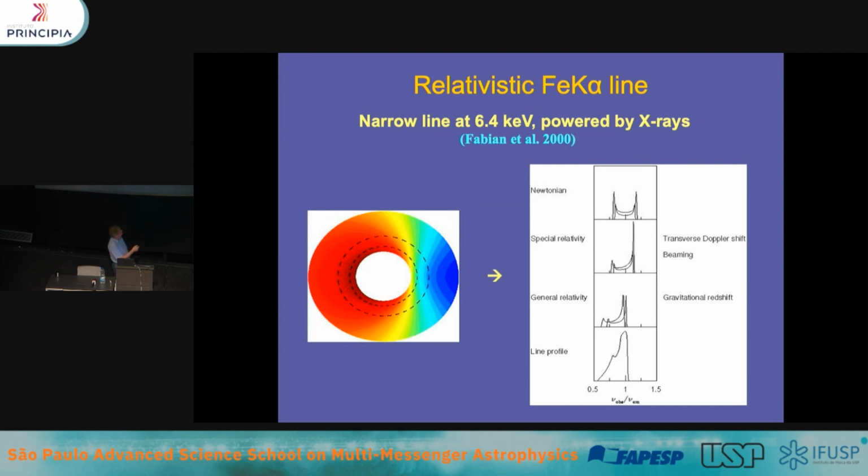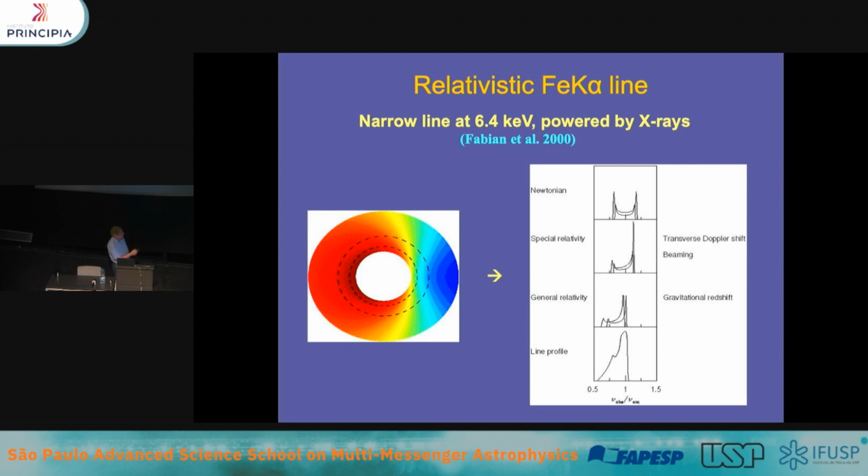So if you have a Newtonian disk, the 2 annuli here give you 2 line shapes which look like this. There are 2 peaks, one on the red side, one on the blue side, if you sum up all the emission along these circles. If you include special relativity, then the blue side will be brighter than the red side because of Doppler beaming and transverse Doppler shifts. So you get asymmetry due to special relativity.